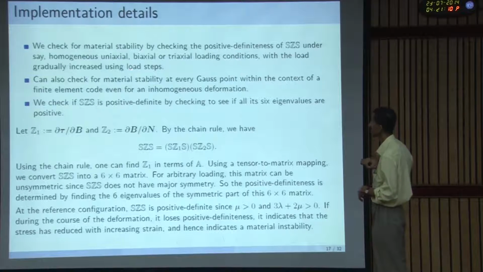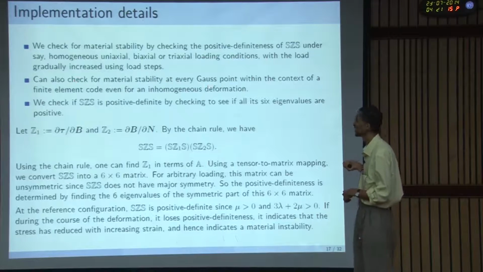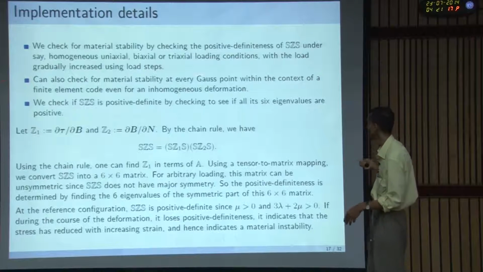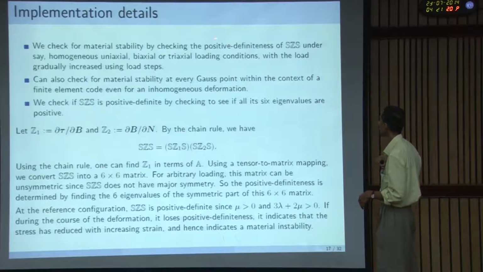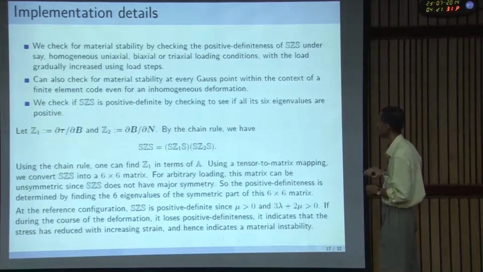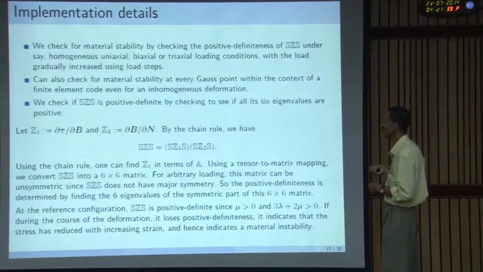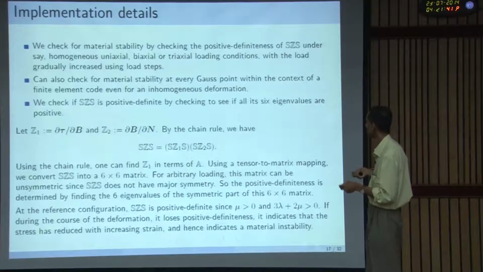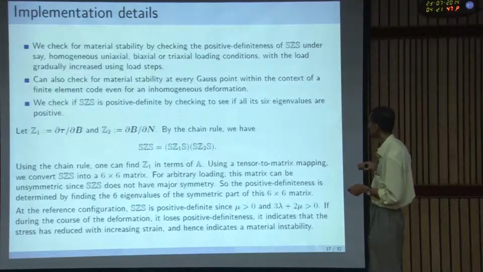You can embed this criterion within the context of a finite element code by checking it at every Gauss point or something like that. So you can have a numerical implementation of this within a finite element code also. Either you can do it theoretically or numerically. And as I already mentioned, you check all the 6 eigenvalues to see if they are positive. And you can simplify the calculation because this log is a very tedious animal to treat, so you can use the chain rule to simplify some of the calculations.